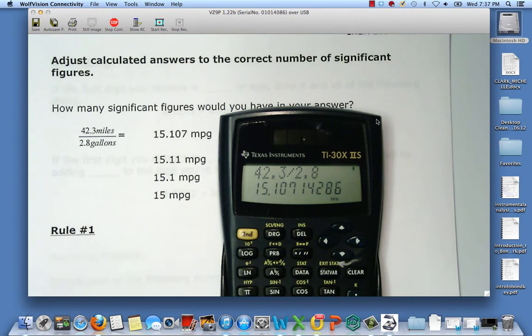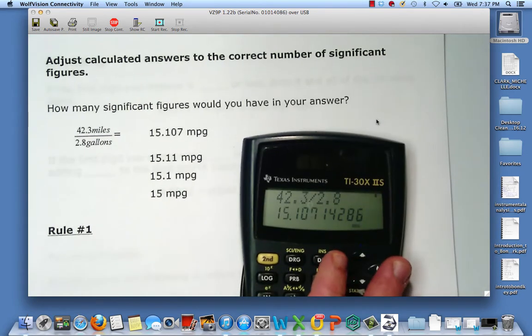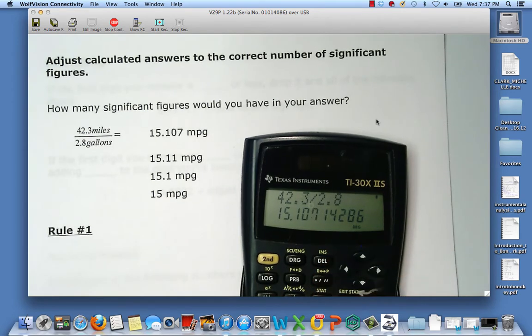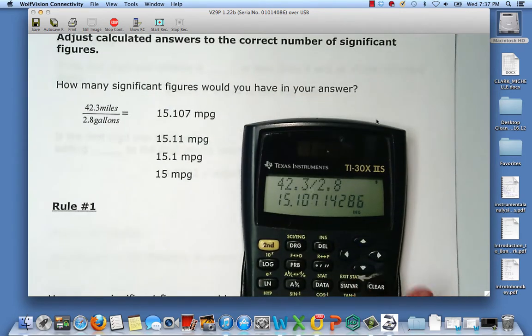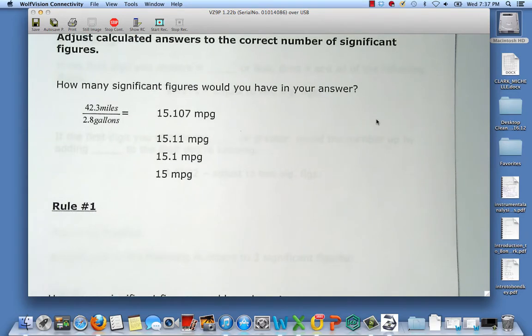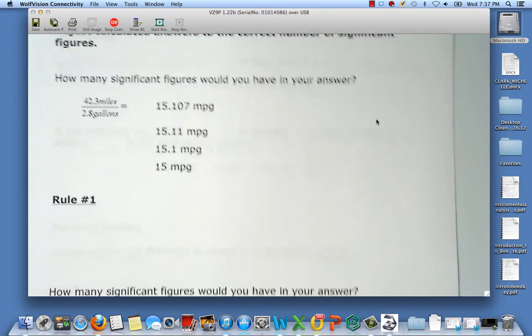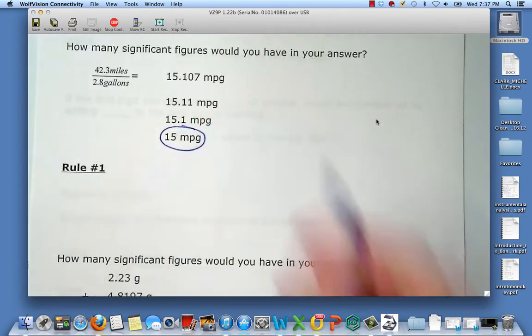So we cannot record all of these because we just learned about these things called significant figures. And I wish that calculators would adjust for sig figs, but they don't. So we have to use our brains. What do you think the correct answer is? 15? Everybody agree? 15? 15.1. So 15.1 or 15. Turns out it's 15. And I'll explain.